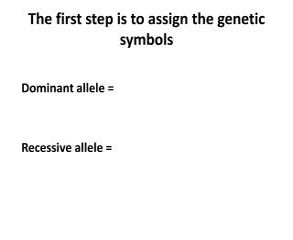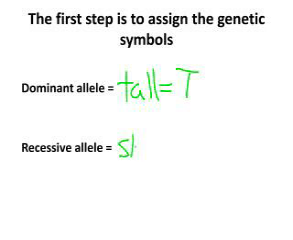Identify the dominant allele and its symbol. In our example today, we're going to be talking about height of pea plants, just like Gregor Mendel did with his famous experiment. The dominant allele in that case was the allele for tall plants, and the symbol for this dominant allele will be a capital T. Next, list the recessive allele and its symbol. So short was the recessive allele, and its symbol is going to be a lowercase t.